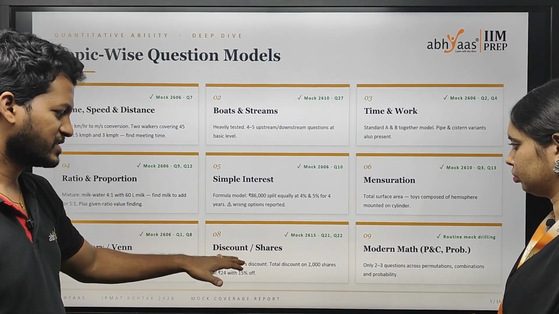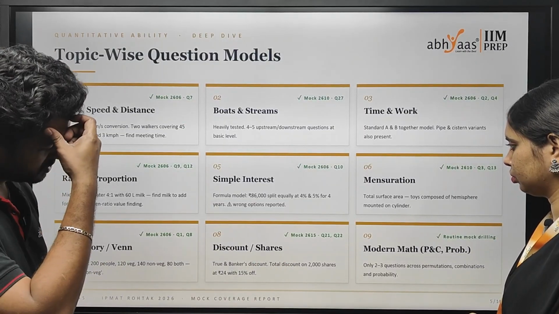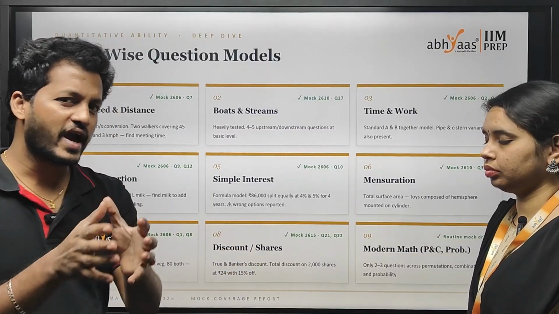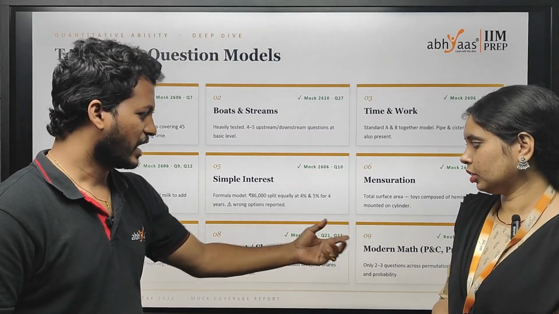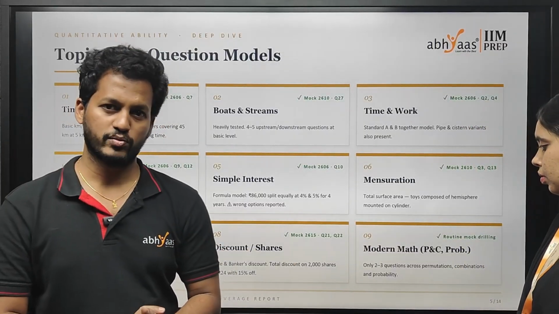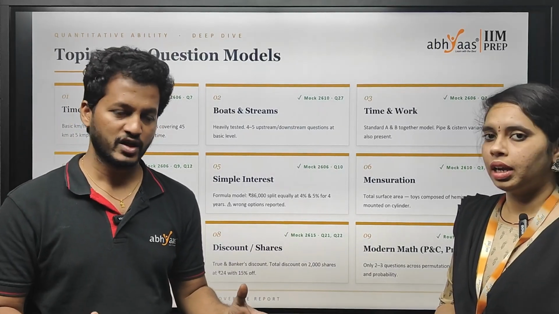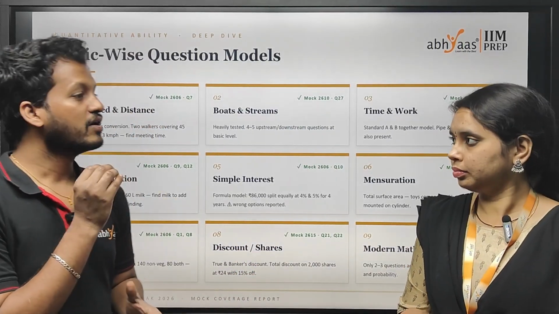And discounts and shares: percentage discount, profit, loss and discount, these things are very easy. Total discount on 2000 shares at 24 with 15% off. These are very easy to solve if you learn how to use shortcuts. And coming to modern maths, only 2 to 3 questions across permutations and combinations and probability. So I think the overall paper is almost easy. Leaving 2 or 3 questions, everything can be easily solved without any formulas also.